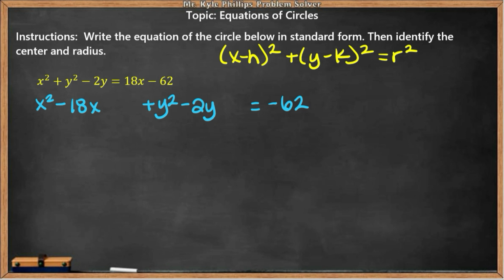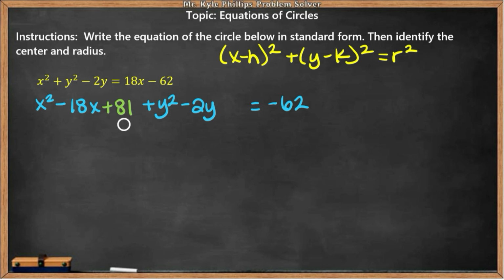Now, what I'm going to do is create two perfect square trinomials. The reason I'm doing that is because remember in our last video, we talked about how if I FOILed this out or if I distributed and multiplied this, it would give me what's called a perfect square trinomial. So there's an easy way to create those. What we want to do is take the b term, cut it in half, and square it. So half of 18 is 9. 9 squared is 81.